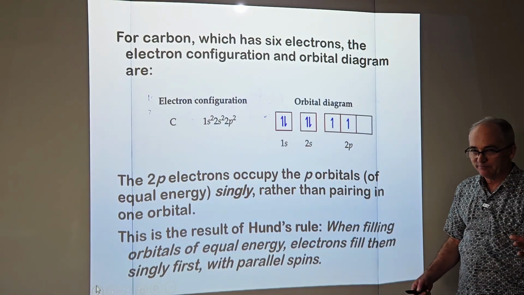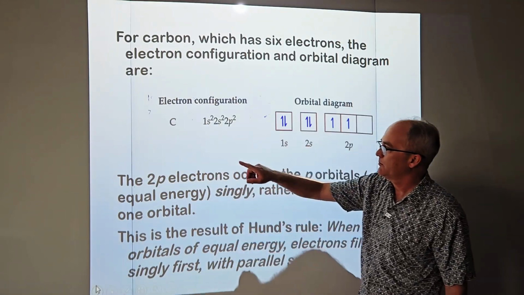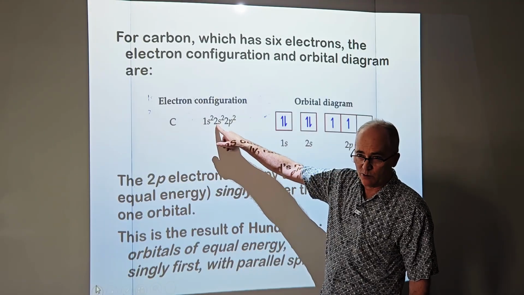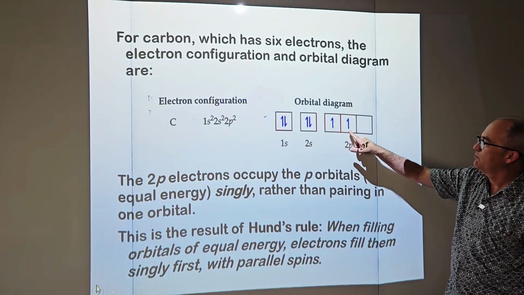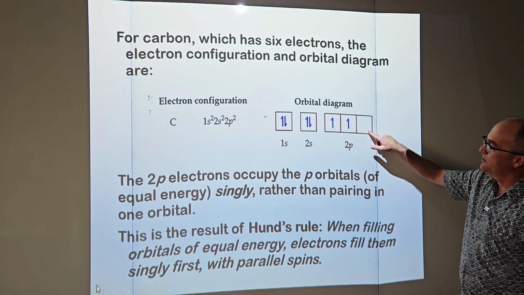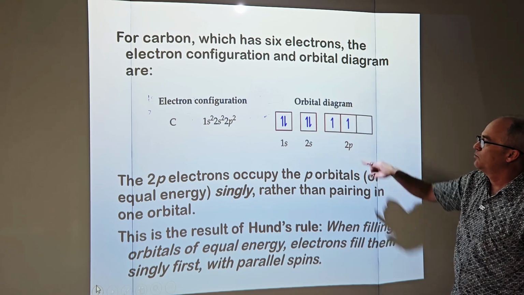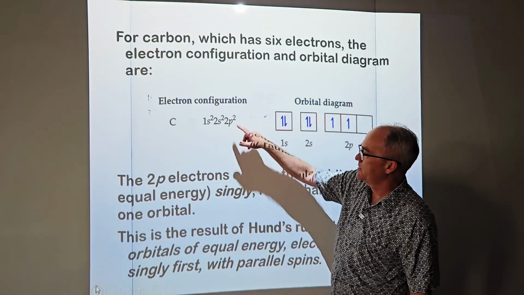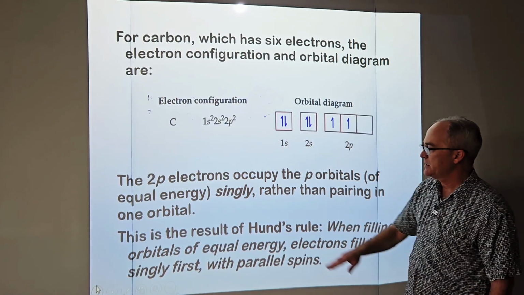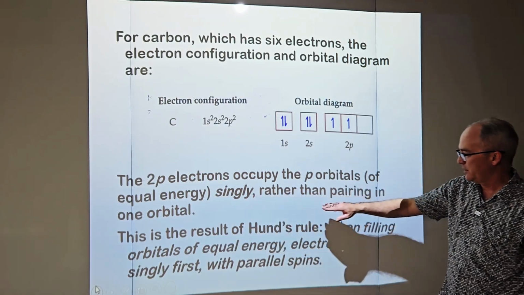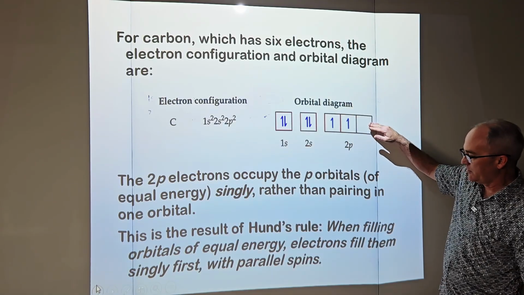All right, let's go to carbon. 6 electrons. Where are they all at? There's the first row of the periodic table filling up. Drop down. This corresponds to the lithium and beryllium, and carbon's the second one in. And something interesting is going on. I put an arrow like that to represent 1 electron, then another one. Don't really need this picture to write this down. The 2 p electrons occupy the p orbitals of equal energy singly rather than pairing. So I don't write one paired until I fill this thing all the way up.